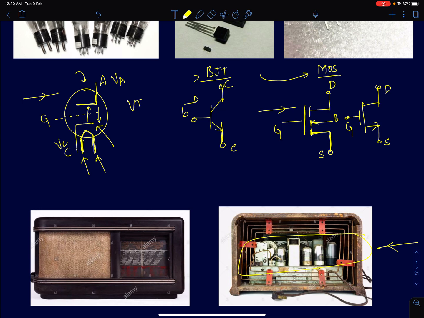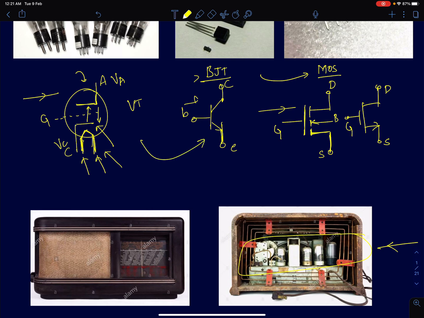But the major problem with this device was that you need to heat this coil, and that required a lot of power, and the devices were also bulky. We had to create a vacuum, and so those devices were naturally bulky. So that was one major problem, and therefore naturally we needed a better amplifier which is compact in size and also consumed much lesser power than this. The answer to that was a bipolar junction transistor.